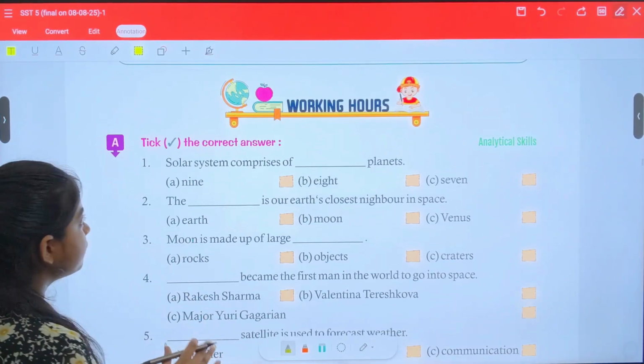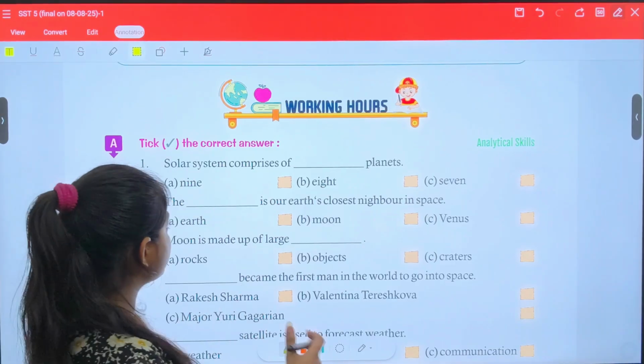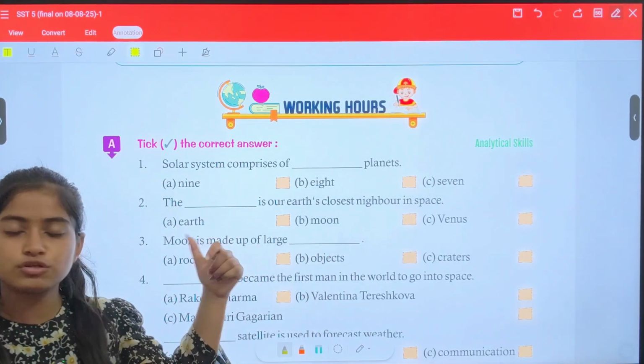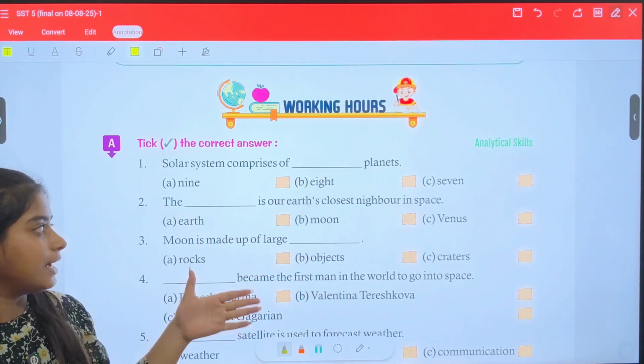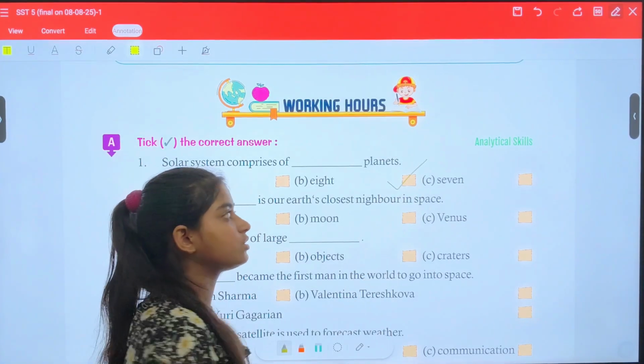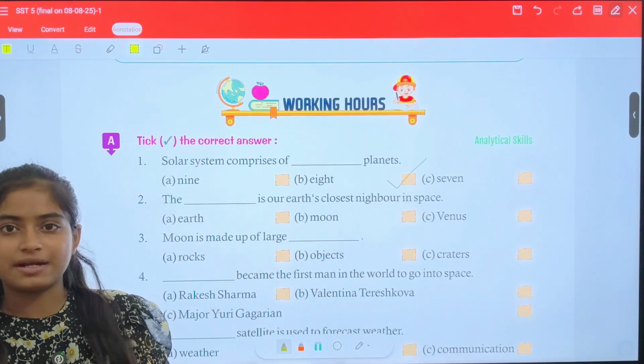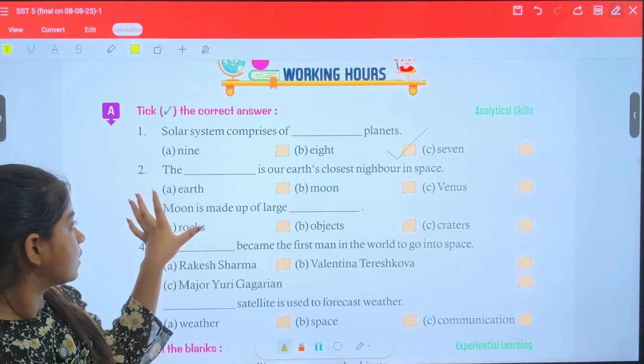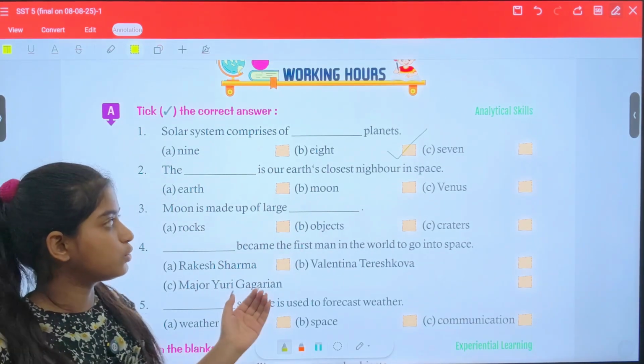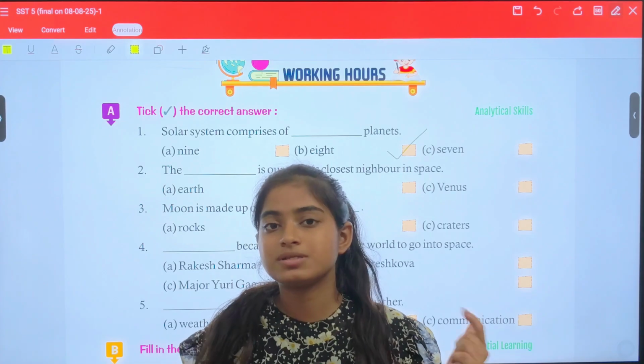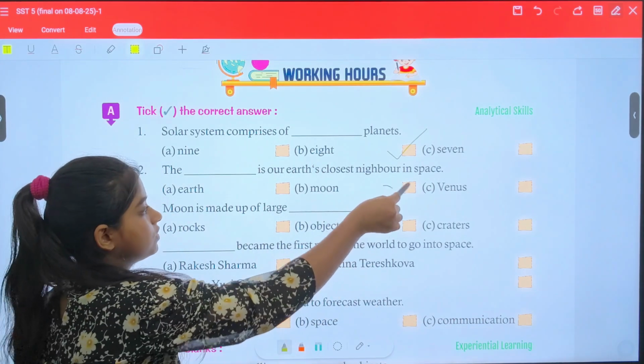First question we have: tick the correct options. Solar system comprises 10 planets. We also saw in the image that the solar system has 8 planets. And what are those? Mercury, Venus, Earth, Jupiter, Saturn, Uranus, Neptune, and Mars. Now, the dash is our Earth's closest neighbor in space. Which is our Earth's closest neighbor? That is the Moon. So we know all these questions.